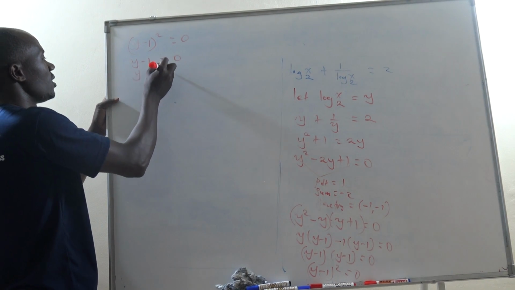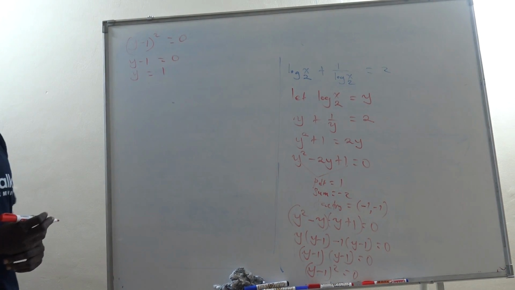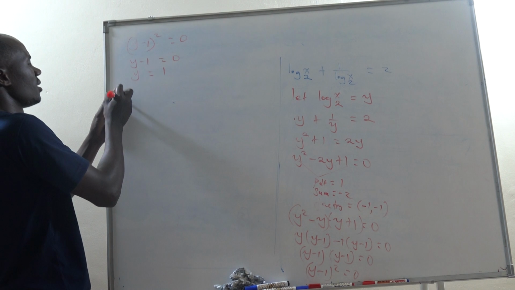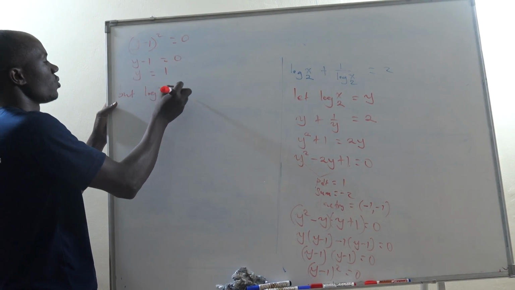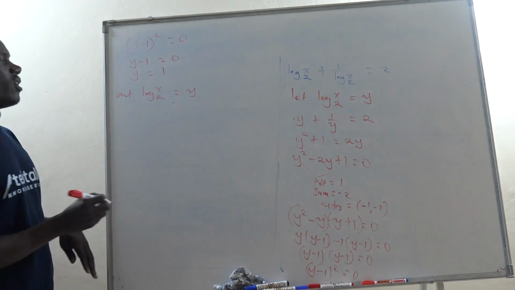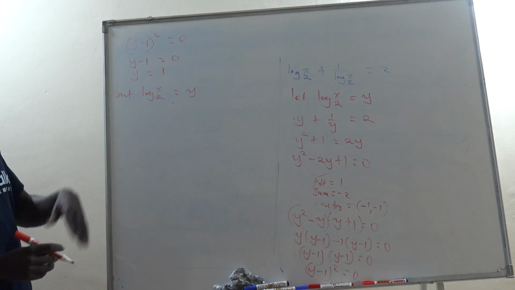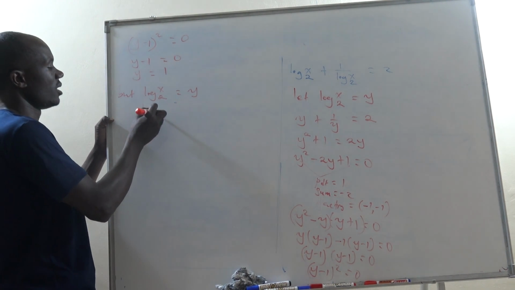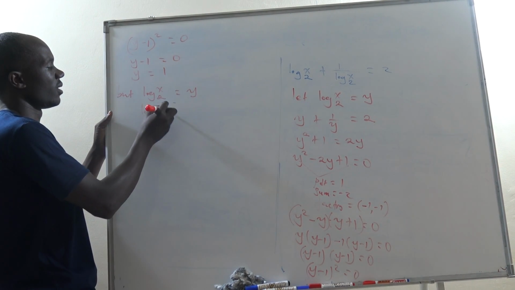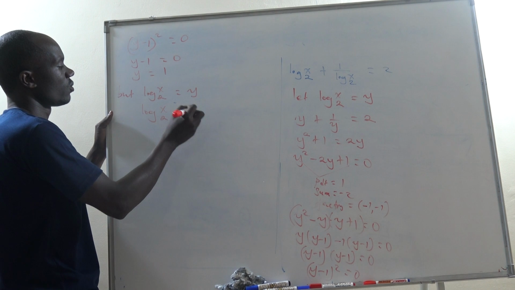So y equals 1. But recall, what was our y? Log of x to base 2 was equal to y. Now, we have already got the value of y. The value of y is already 1. So what I'm going to do is this. Where there is y, substituting that true value, log of x base 2 equals 1.